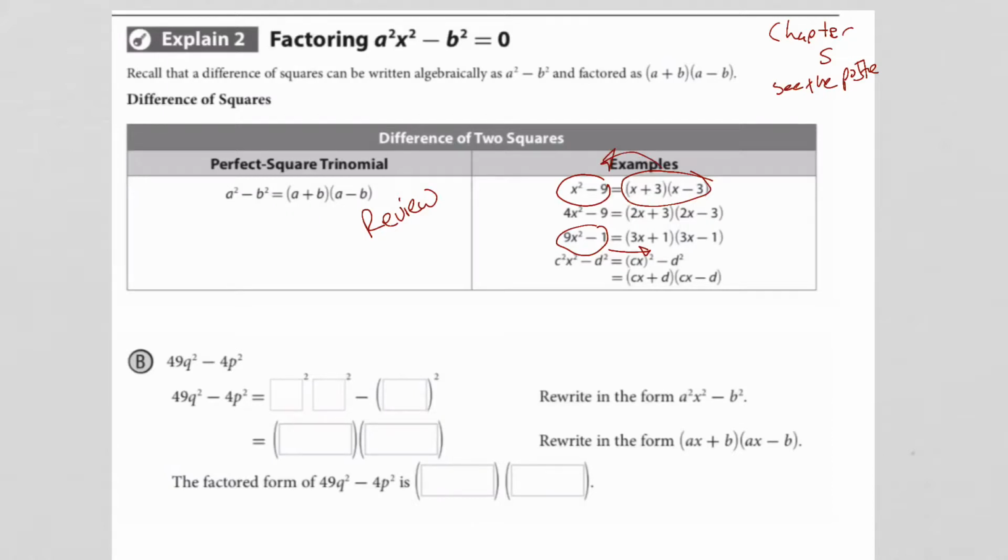So, in a perfect square trinomial, isn't 49q a square? That's 7q and 7q. What about 4? Right, that's 2p and 2p.